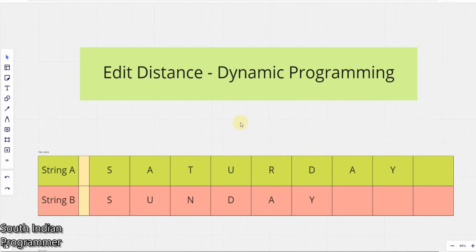Here I have two strings, namely string A and string B, written as Saturday and Sunday. The problem is, I have to convert from string A to string B. If I am converting from this string to this string, how many changes do I need? The changes are: you can insert, you can delete, which means removing a character, and replace, which means updating the character. If A is there, I substitute it by B, this kind of replacement.